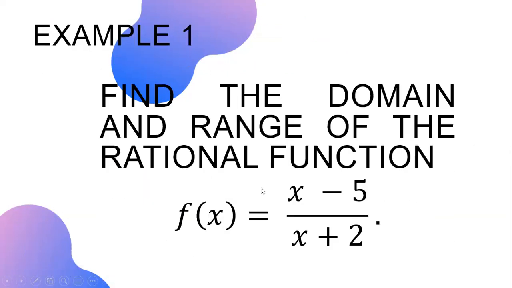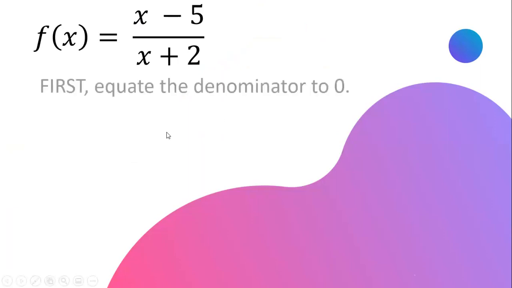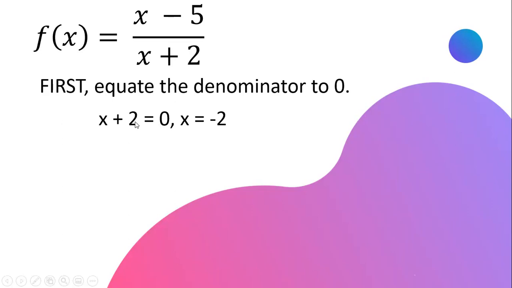So let's try this one. Find the domain and range of the rational function f of x equals x minus 5 over x plus 2. So here are the steps of doing that. For the first method, we need to determine the domain. And how are you going to do that? First, you need to equate the denominator to 0. And which one is the denominator? It's the x plus 2. So doing that, we will have x plus 2 equals 0. Transposing 2 to the other side, x is equal to -2.